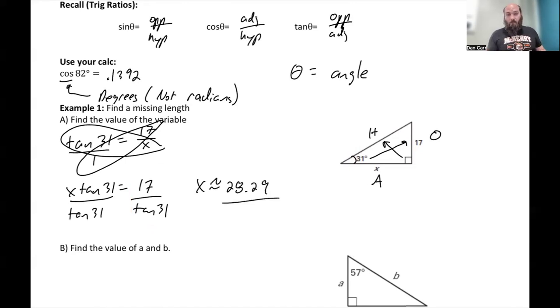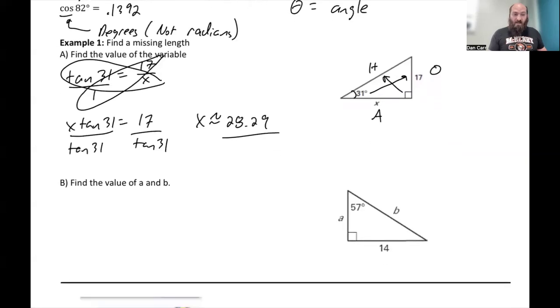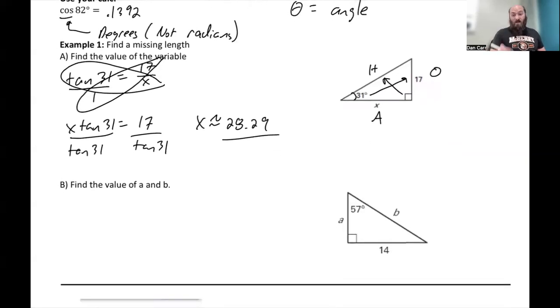And that's it. The next one is the same exact idea, but we're going to set this up twice. Again, label your sides. From the right angle, that is my hypotenuse. From the 57, this is opposite, and this one's adjacent. I'm looking for two different values, so I need to do one of them using my known 14.